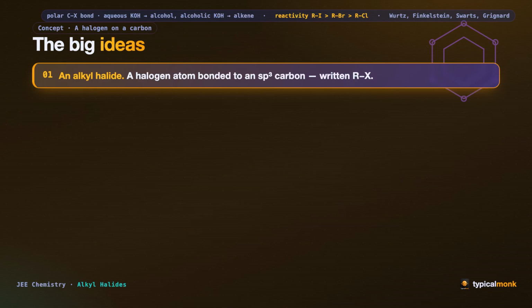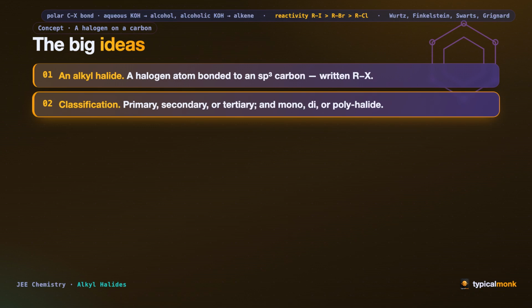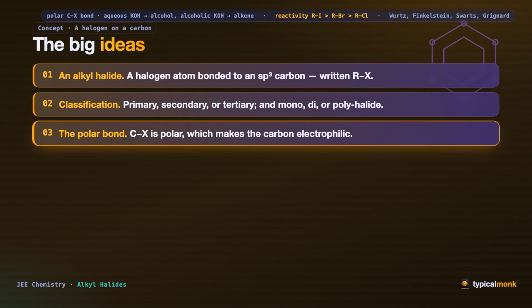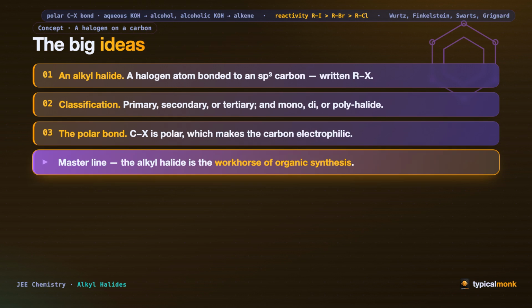Let us set the foundation. An alkyl halide is a halogen atom bonded to an sp3 carbon, written R-X. Classification: primary, secondary, or tertiary, and mono, di, or polyhalide. The polar bond. The carbon-halogen bond is polar, which makes the carbon electrophilic. Master line: the alkyl halide is the workhorse of organic synthesis.